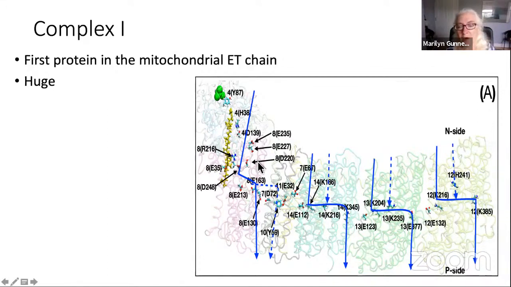So complex 1 is a big protein in the mitochondrial electron transfer chain, and it's got 4 proton transfer pathways. And Umesh and Abhi Singharan have worked on this one. It's called the E channel, and I'm going to show you a little bit about how we're trying to figure out what to do with the microstate analysis in this, but let me just show you where we're going.